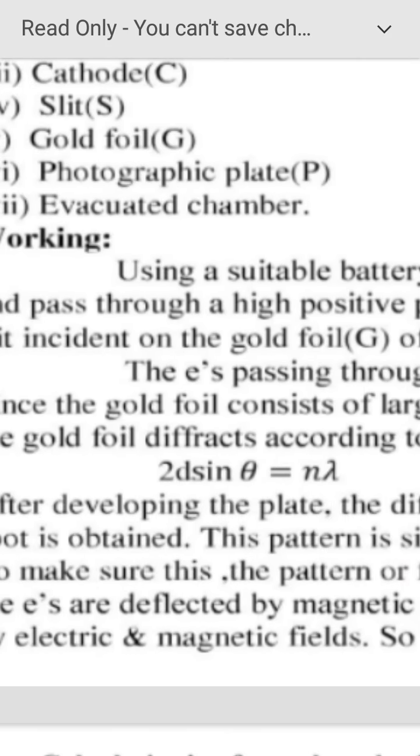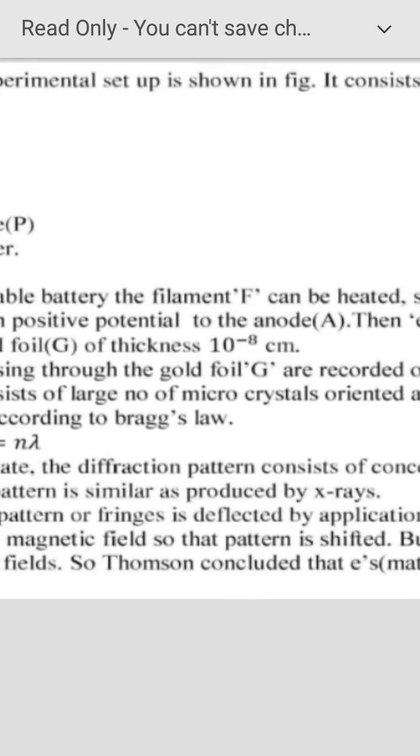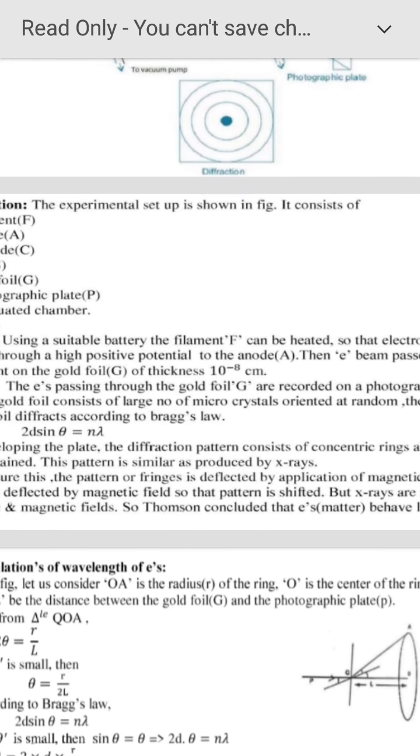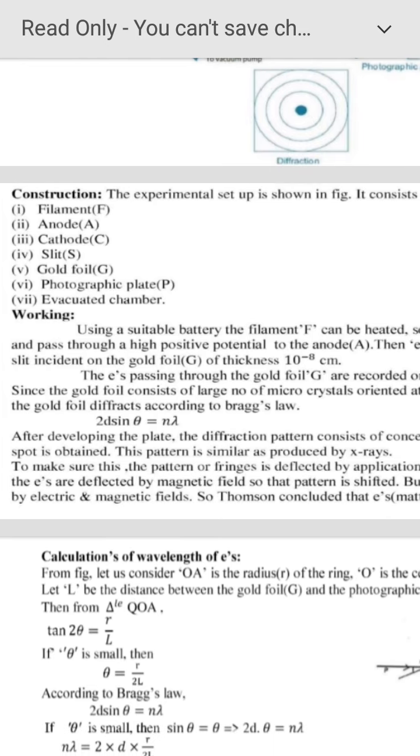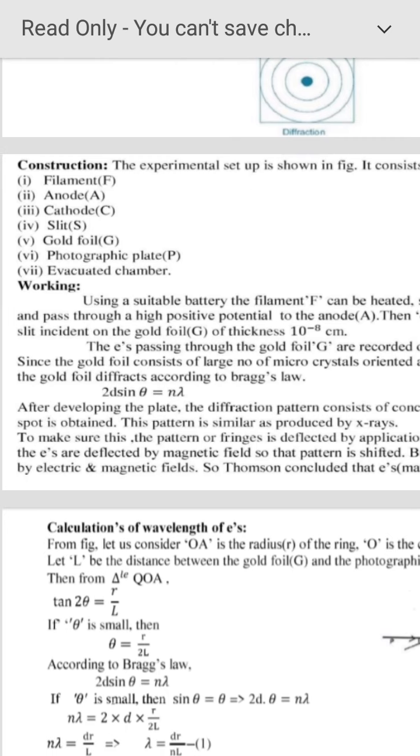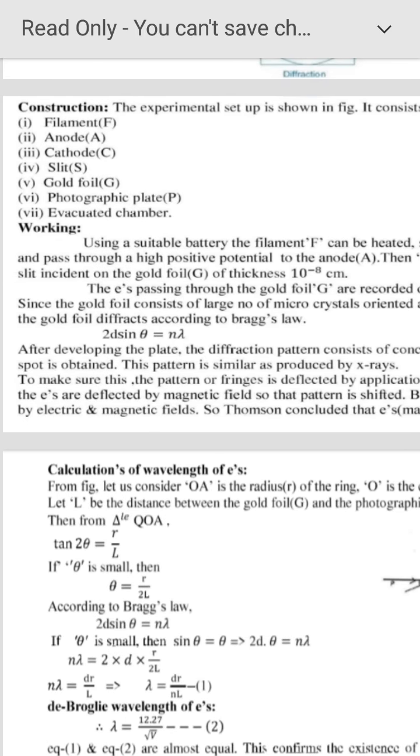So when we develop the plate, the diffraction pattern consists of concentric rings about a central bright spot. The pattern is similar to that of X-rays when they are incident on a crystal. The diffraction pattern can be studied by using Bragg's law, 2d sin theta is equal to n lambda.